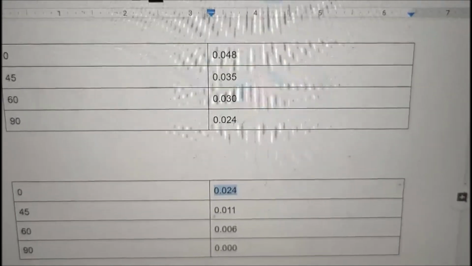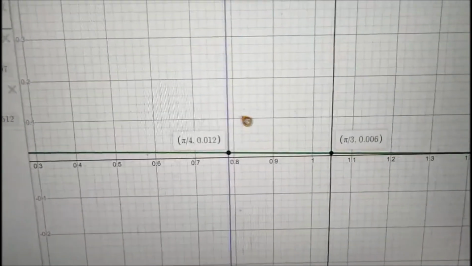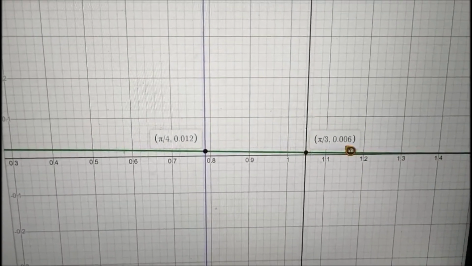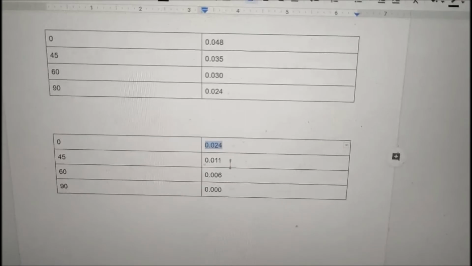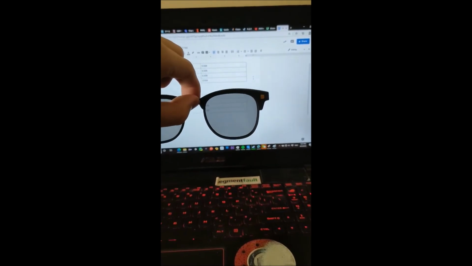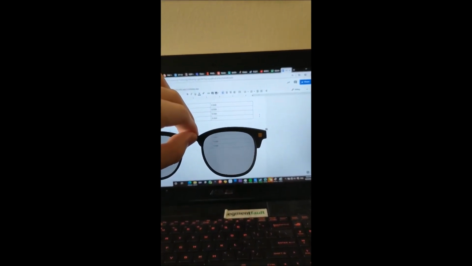So I plug this into my formula. And the numbers I got are 0.012 and 0.006, which is very close to my experiment value. I noticed that the reduction of intensity through my sunglasses is not only by the polarization effect, but also by the black paint on my sunglasses. Because if it's only the polarization effect, there will be no reduction of intensity of screen light, because they are in phase with each other.